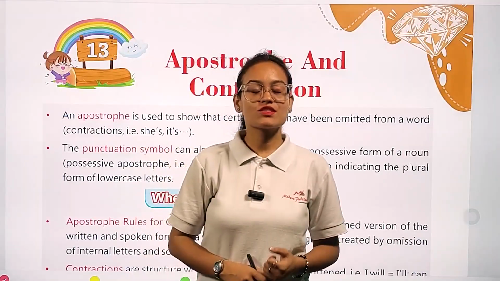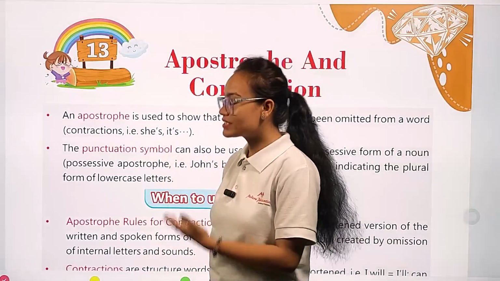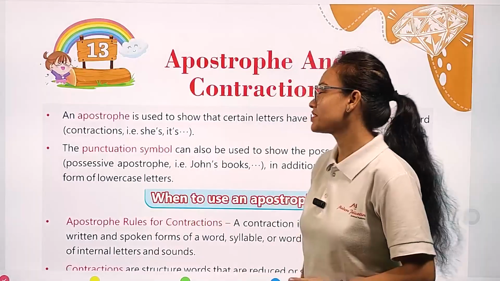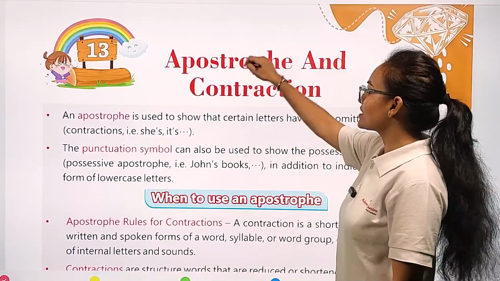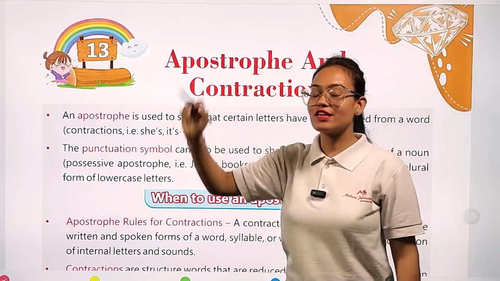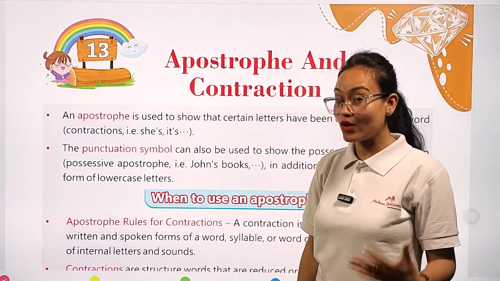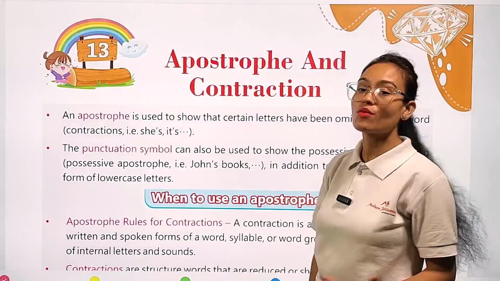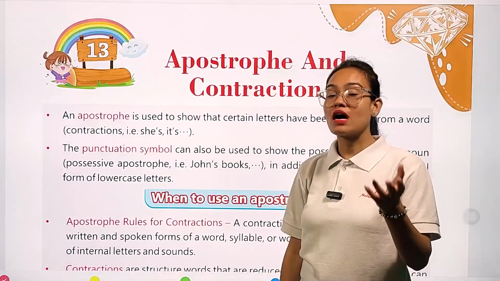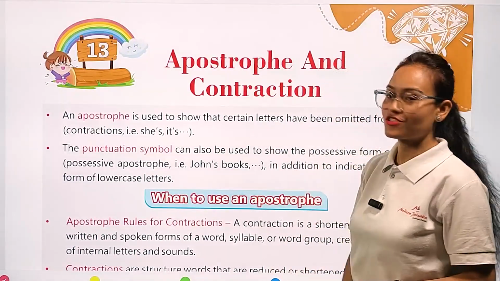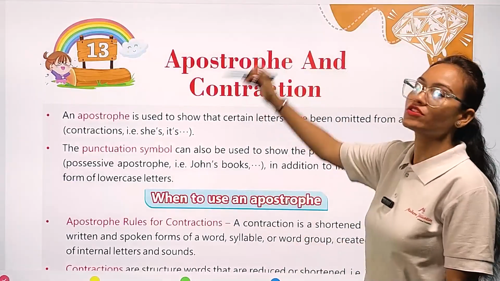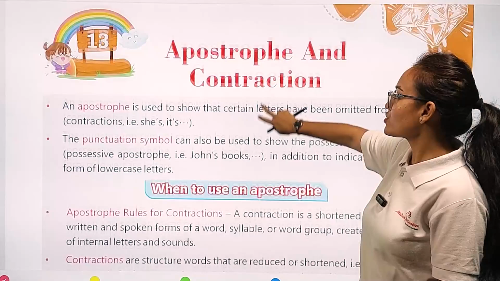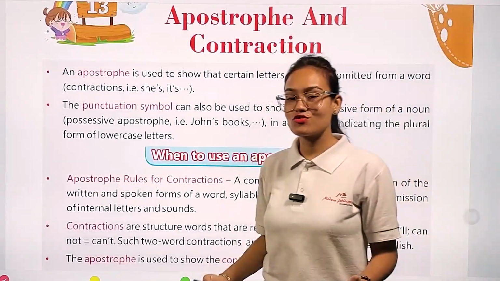In our today's class, we are going to start chapter number 13, and the name of chapter number 13 is Apostrophe and Contraction. Actually, these two topics you already studied in chapter number 12. You already know the meaning of apostrophe and how it works in terms of contraction. So in this chapter, we are going to see the detail of these two terms. So let's see what is the meaning of apostrophe punctuation mark.